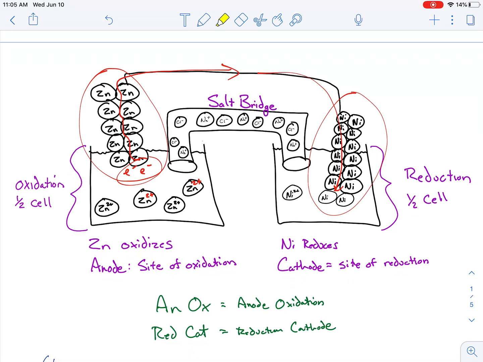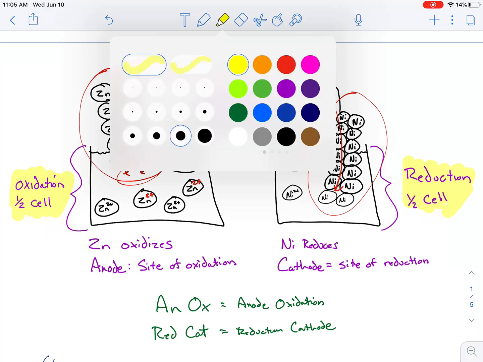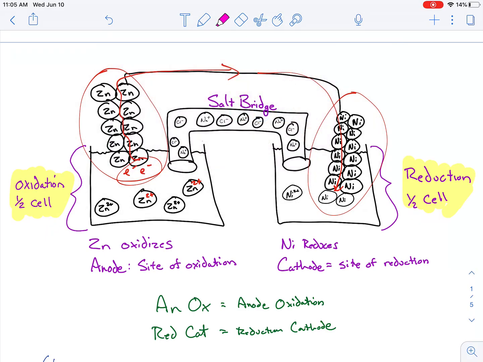I've also just kind of given you a hint there, but this side, because we're losing electrons, is your oxidation half cell, and this is your reduction half cell, because it's gaining those electrons. In chemistry, we use two fancy words to talk about the electrodes present in this situation: anode and cathode.